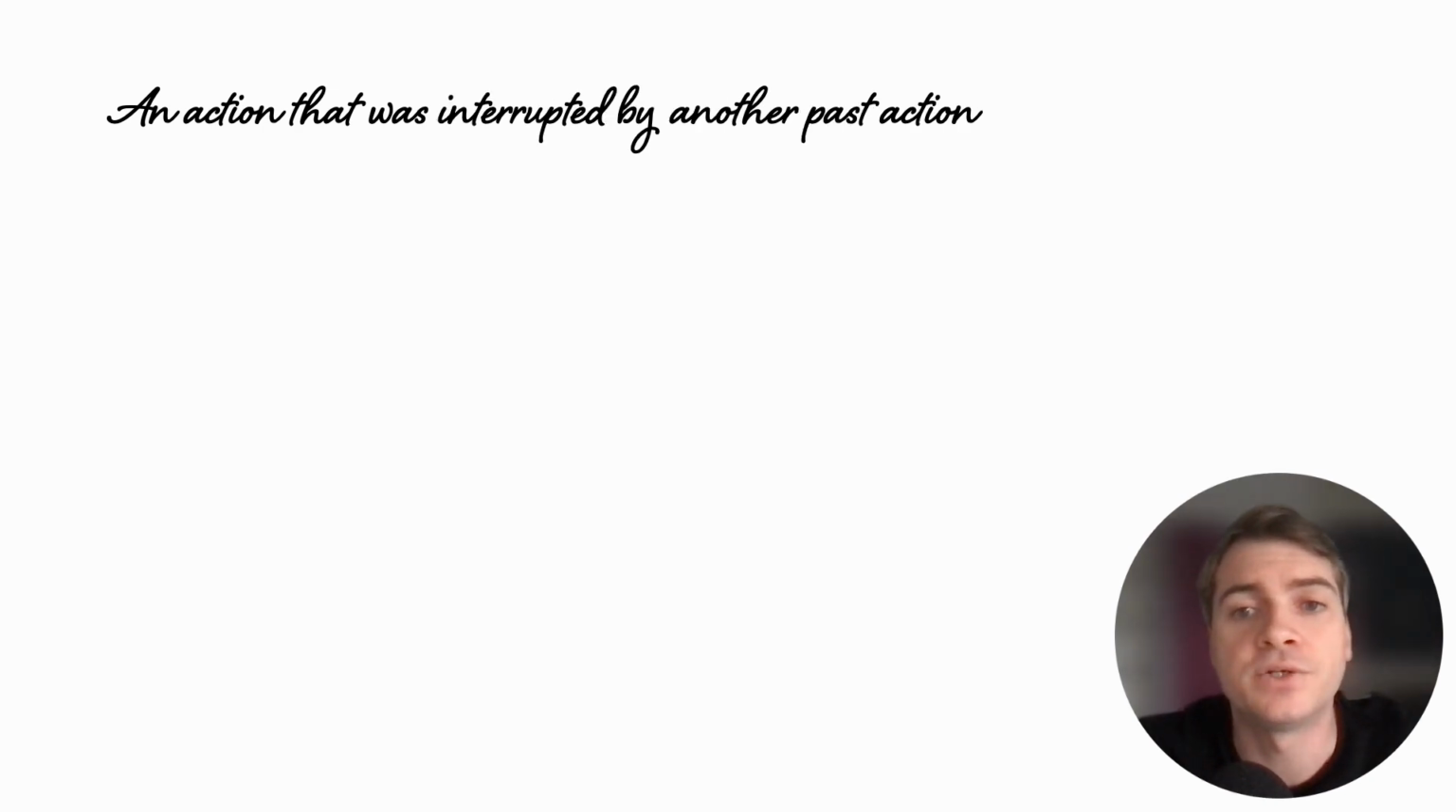Okay, an action that was interrupted by another past action. This is similar to when we talked about the past continuous. If you remember, in the past continuous, we could use it to talk about a situation that was in progress when something else happened, right? This is very similar, except that it's something that had been in progress when something else happened. Not something that only was in progress at that moment, but had been in progress. So it's a subtle difference, but you're basically putting more emphasis on the fact that it had been going on for a while before that thing happened, okay?